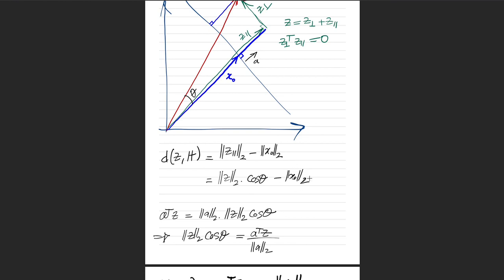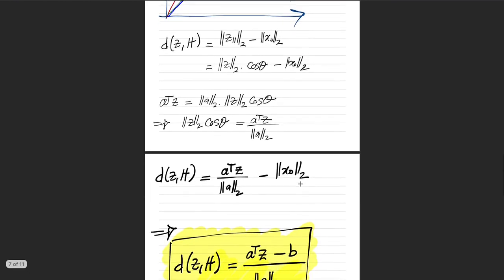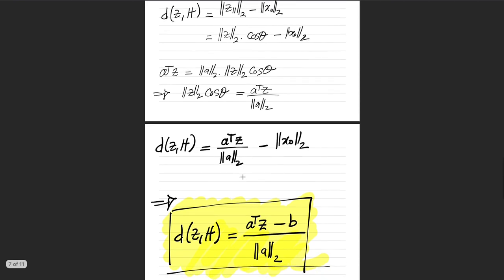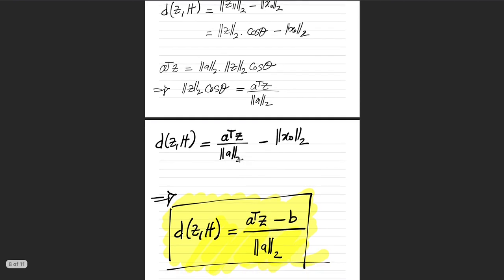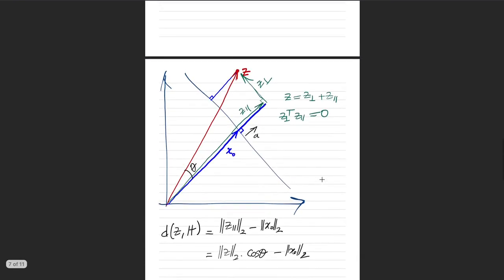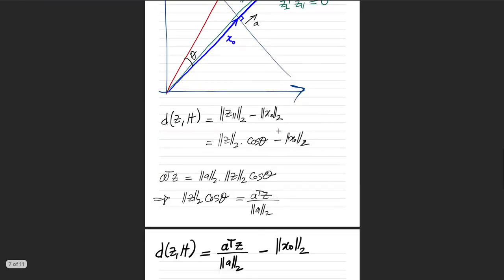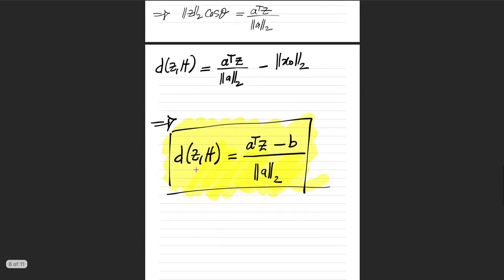And then we have that 2. So the distance of z from H is A transpose z divided by the length of A minus the norm of x0. The norm of x0 was nothing but b divided by the length of A. So the distance of a point from a hyperplane is just A transpose z minus b divided by the length of A.